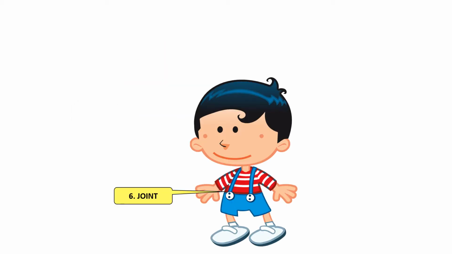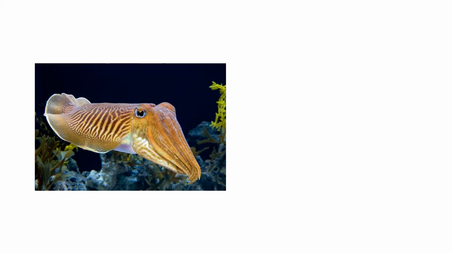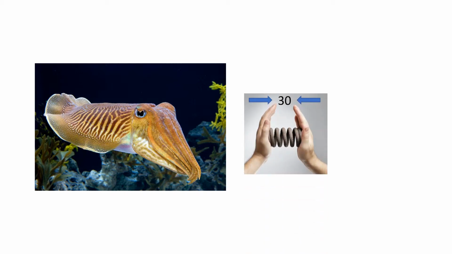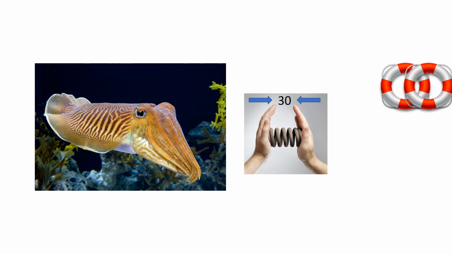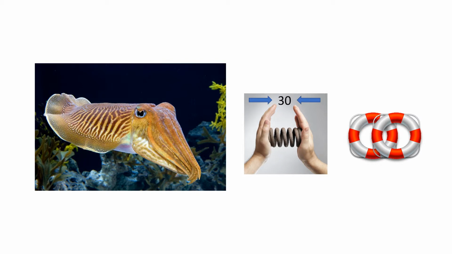Okay, position number 6 is joint. The first image that we want you to remember is sepia. Sepia is the Latin word for cuttlefish. The second image is the image of a spring being compressed 30 times. The third image is 2 rescue rings. So we have sepia, compression, and rescue.